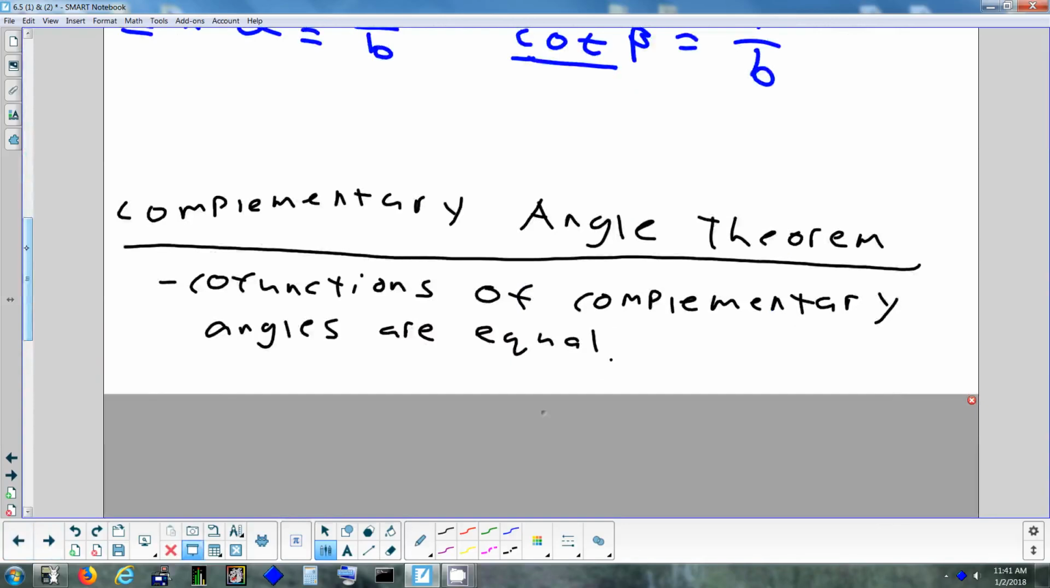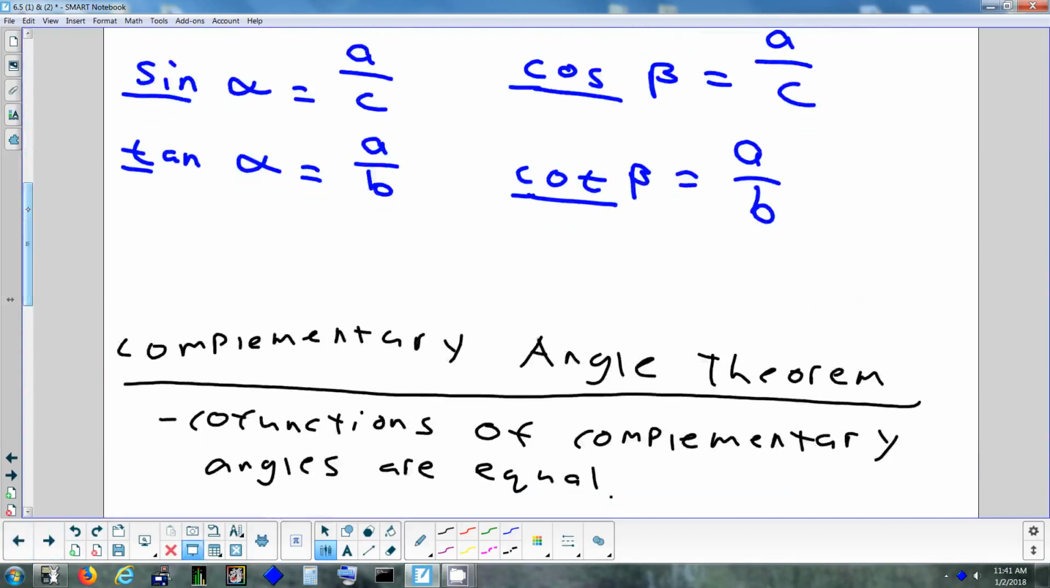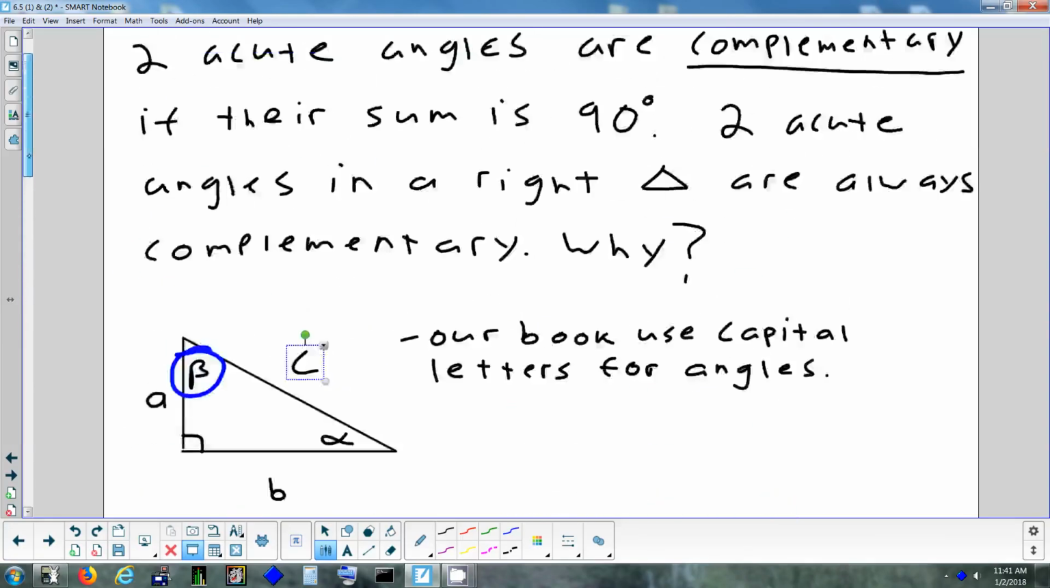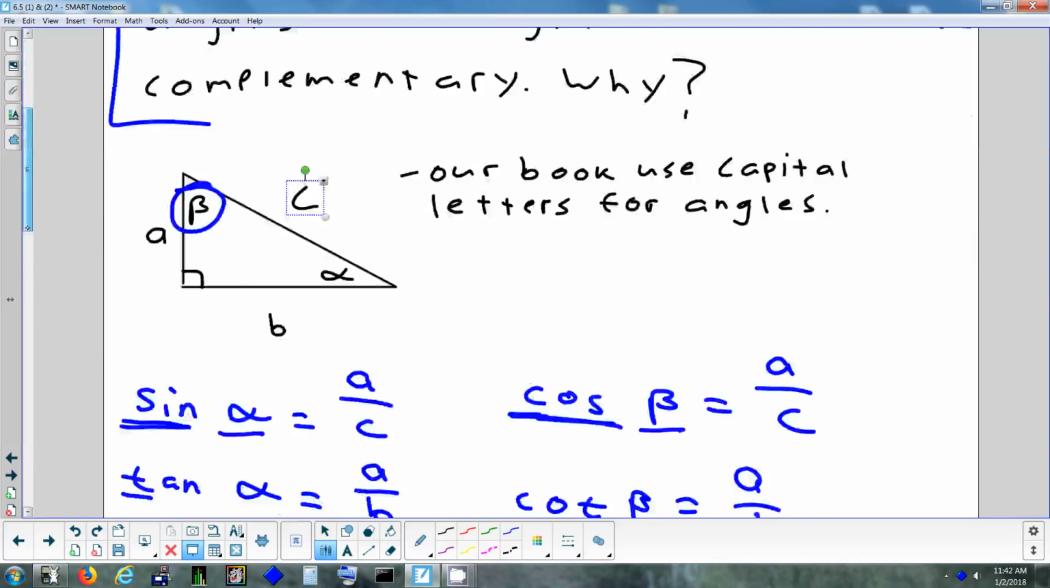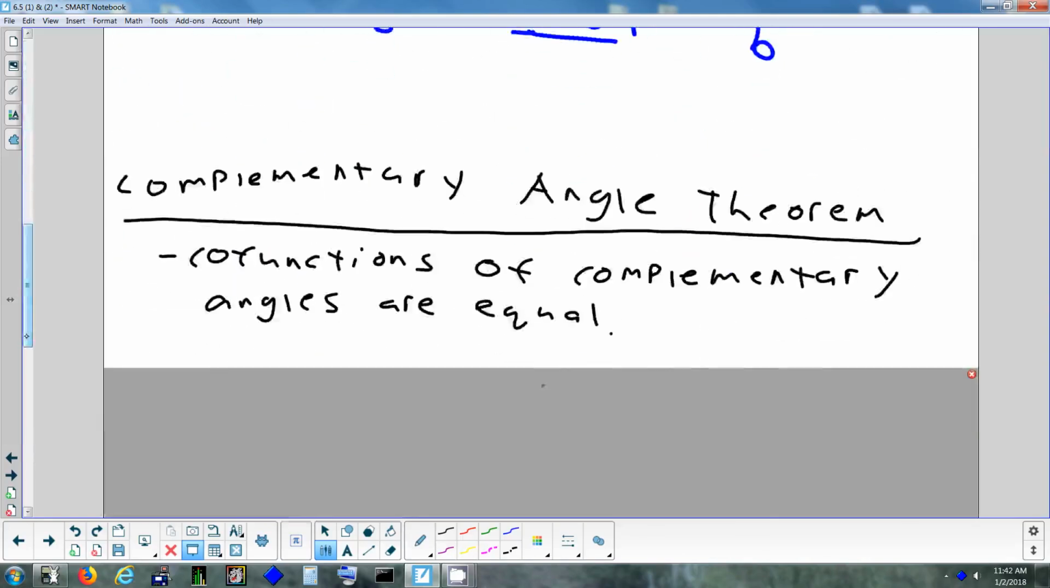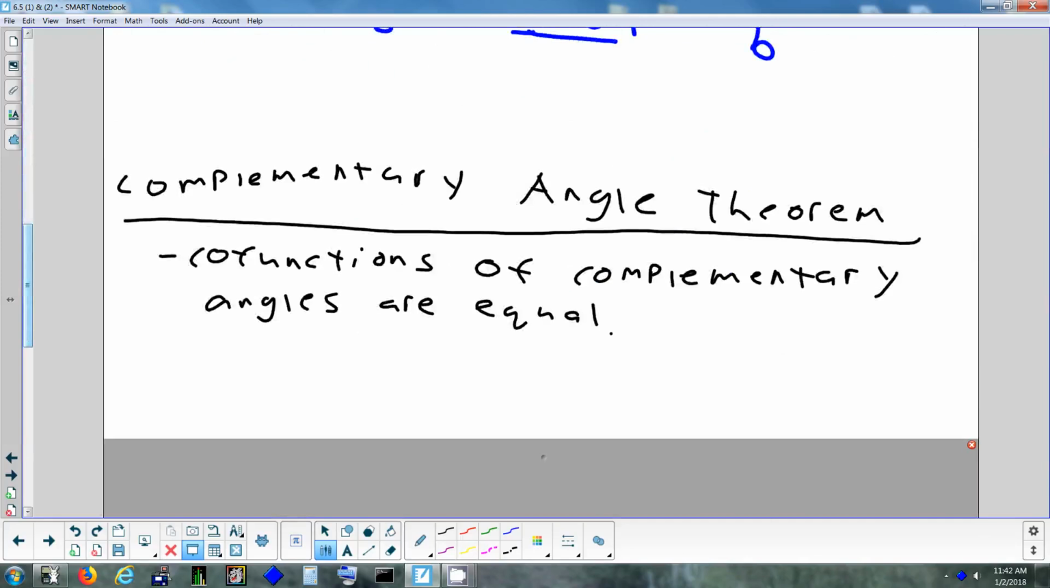Okay, let's look back at what I had. I already went through sine, cosine. Those are definitely co-functions. Alpha, beta. Those are complementary. Why are they complementary? We just answered that question right there. Because they're in a right triangle. So if you've got co-functions of complementary angles, the answer comes out the same.